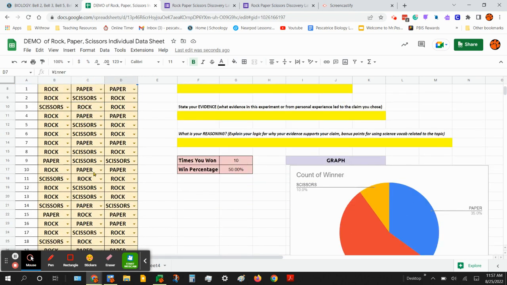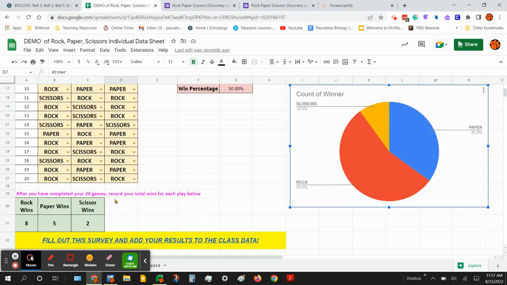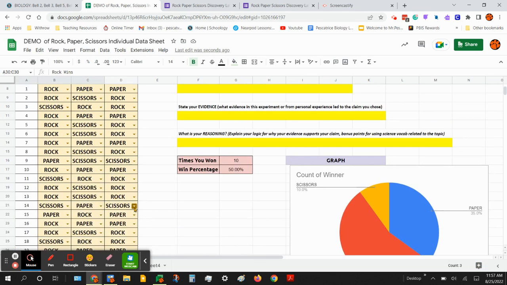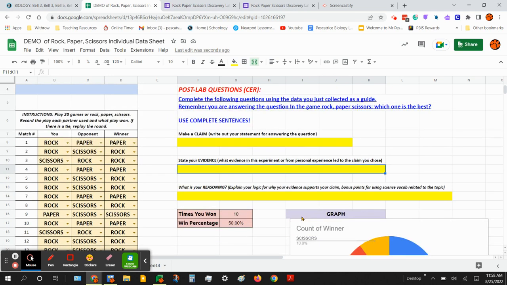All right, so that way you can look at a little bit more data than this. But if you're in my general classes, just the graph of the winner is what we're going to do. So now that you have the graph, you have your win percentage, and you have your win table down here, I'm going to go ahead and make a claim, talk about my evidence, and state my reasoning. Now, in class, we're going to see our evidence as the entire class data. So I'm going to post that later, but you're going to see that it's the entire class data.